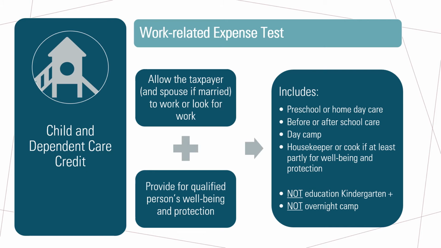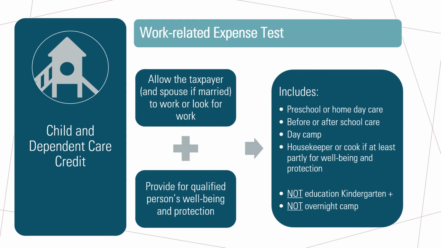So let's shift our attention now to the expenses. And the qualifying expenses need to have been work-related. So they need to have allowed the taxpayer and spouse, if married, to either work or look for work, or in the case of a full-time student, that counts as well. The expenses also need to have provided for the qualified person's well-being and protection.